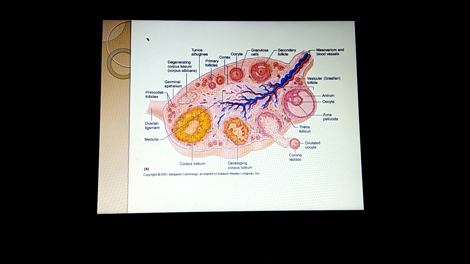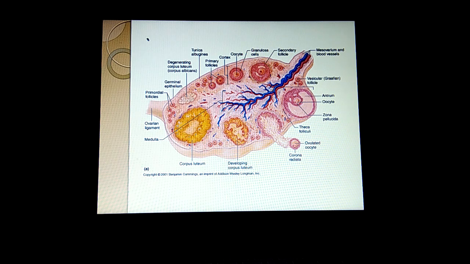Follicles are formed in the ovary. This is a cut section showing you the diagram of the ovary. You can see at the periphery is the cortex, which is stroma made up of connective tissue, and in the center is the medulla, where you can see the blood vessels traversing. At the periphery, it is covered with the germinal epithelium, and you can see the follicles in various stages of development.